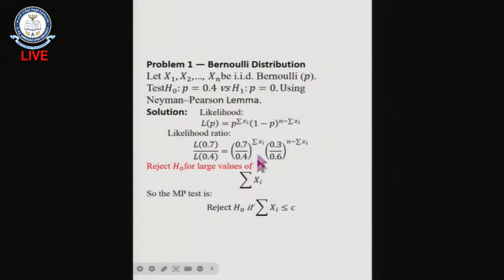Now we apply the likelihood functions L(0.5) and L(0.4), and divide throughout. Then we reject H0 for large values of sigma xi. According to the MP test, we reject H0 when sigma xi is greater than or equal to k, for large values. This is very simple. This is one of the most important concepts in testing of hypothesis, called the Neyman-Pearson lemma. Any doubts in this case?